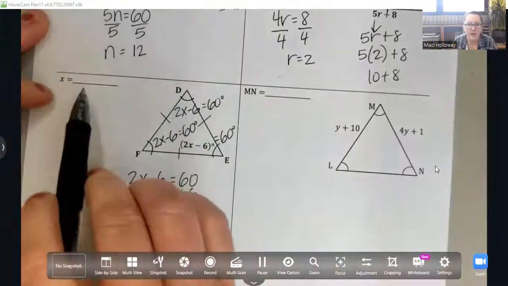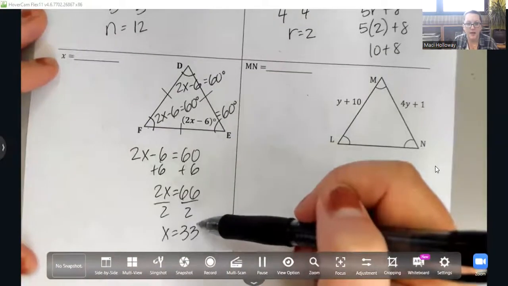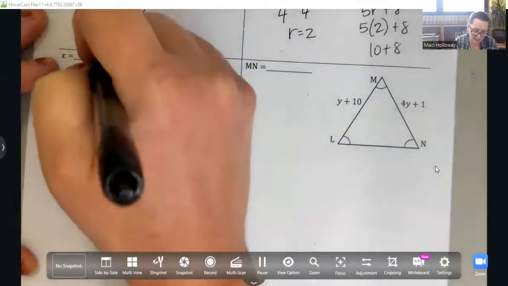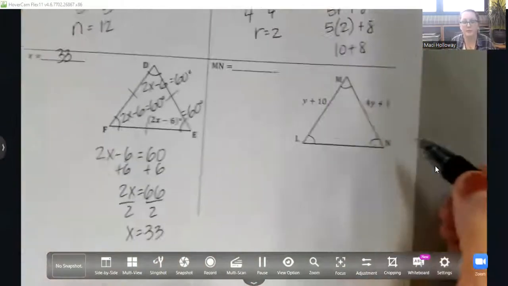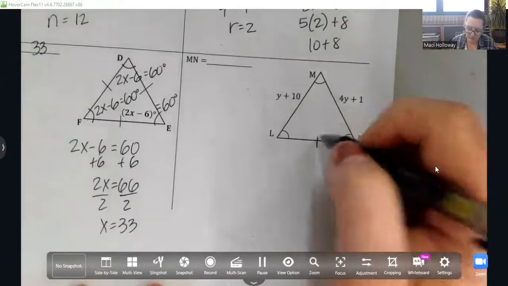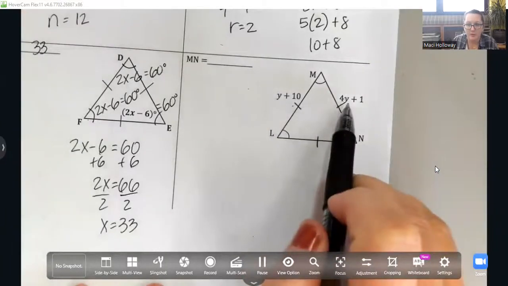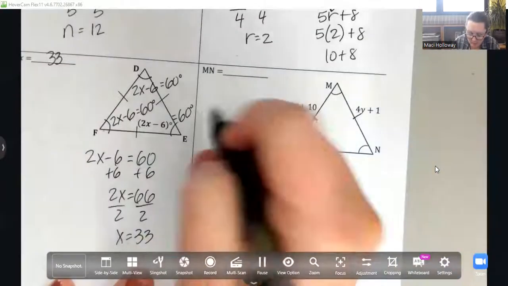So here, it's not asking us to find the angle measure. It's just asking us to find x. So I'm just going to plug in my answer here. 33 was your answer. All right, last one. All of my angles are congruent. Therefore, all of my sides are congruent. So these sides are going to be congruent to one another, meaning they're equal to each other.